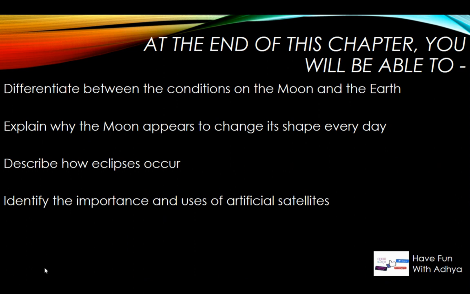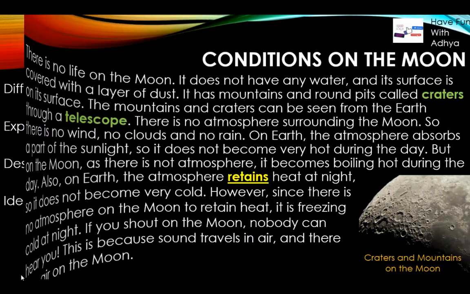At the end of this chapter, you will be able to differentiate between the conditions on the moon and the Earth, explain why the moon appears to change its shape every day, describe how eclipses occur, identify the importance and uses of artificial satellites. So, let's go.